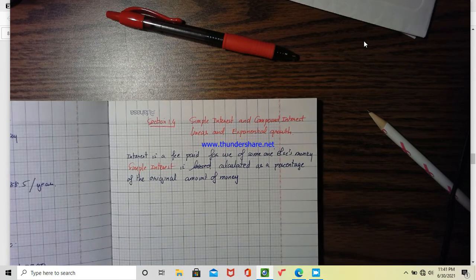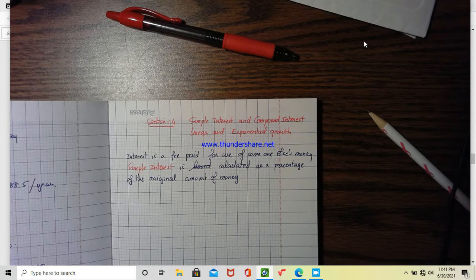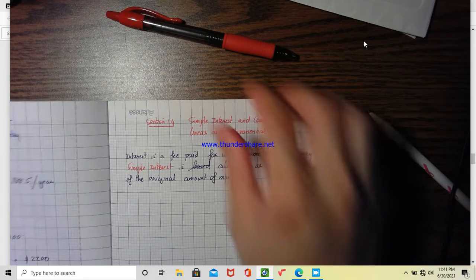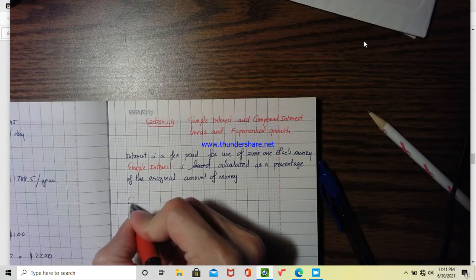I already gave you the example. I said you borrow $10 and it's 10% interest. It means that you have to pay me $10 back, and 10% of that $10. So that is simple interest for the first day. And you do the same for the second day and the third day. So that is simple interest. Then what is compound interest?